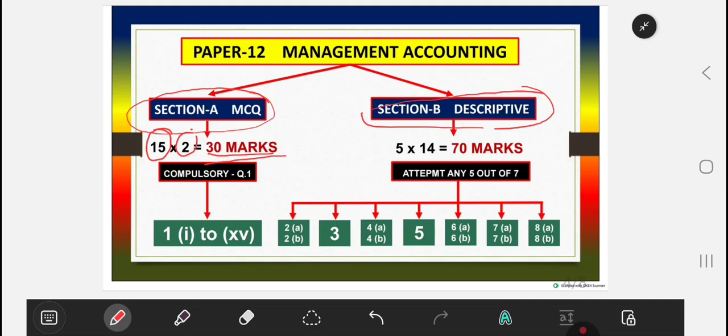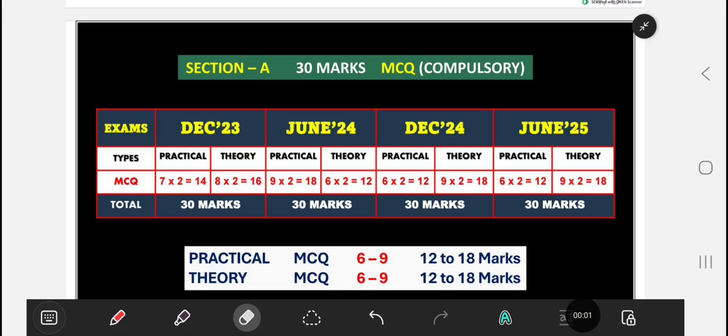Now coming to Section B. Section B is the descriptive part. In this section, you will get 7 questions. Each question is for 14 marks. You need to attempt 5 questions out of 7 questions. So in total 70 marks. Section A is 30 marks MCQ, compulsory, and 70 marks descriptive, attempt 5 out of 7. So in total 100 marks. First let's discuss the MCQ part, which is compulsory.